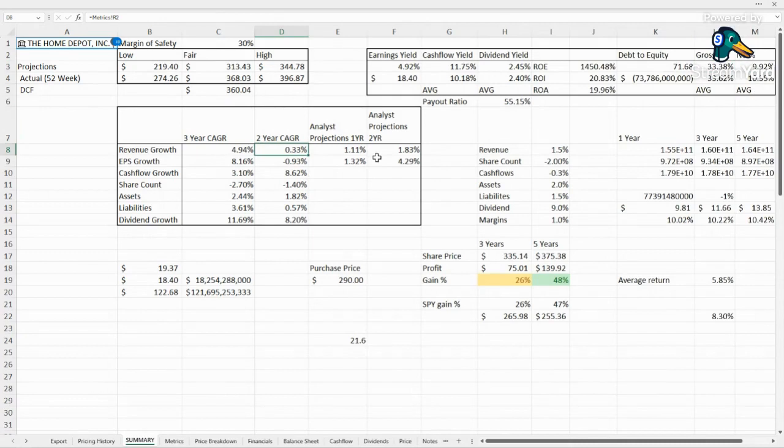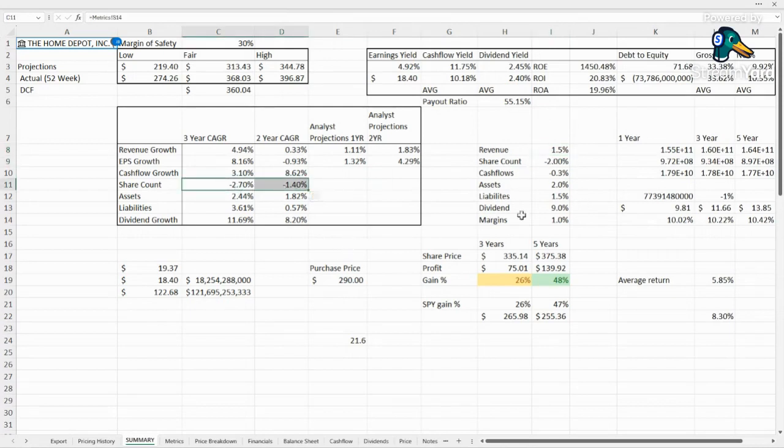Revenue is growing, but very slowly. I mean, this is a massive chain, so it is pretty difficult for them to grow an already massive number. But going forward, analysts are projecting 1.11% this year and 1.83% next year for growth. So if they can keep up something in line with that, around 1.5% for the next 3 to 5 years, then we can use that in our thesis here.